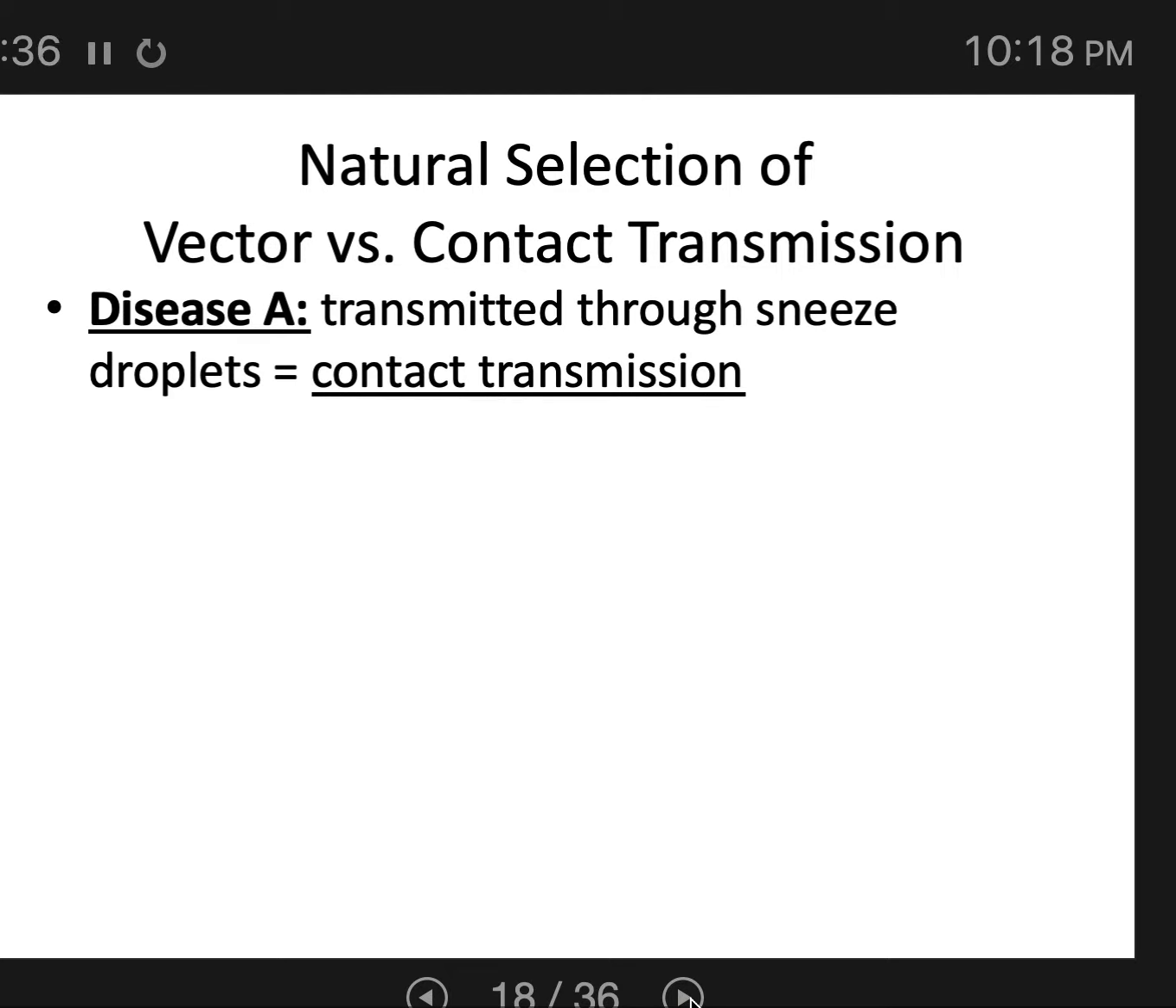So let's take disease A, just some disease, so we'll call it disease A. It's transmitted through a sneeze. This is droplet transmission, which is one of the subcategories of contact transmission. Remember, contact transmission, we had direct, indirect, and droplet. So this is contact transmission. And let's say there's diversity in every population, even for bacteria. We talked about that in genetics. So you have different versions of disease A. They're all the same species, but some are more harmful than others.